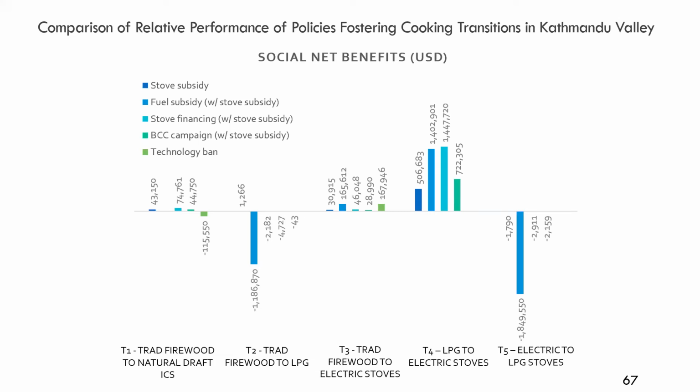But this policy would also face important practical challenges, since it might be difficult to target electricity subsidies to cooking activities alone. The third most cost beneficial policy option then is the stove subsidy with stove financing. Behavior change communication campaigns are also attractive in this transition. For more efficient wood burning improved cook stoves in transition 1, financing and stove subsidies could be beneficial. However, transitioning existing firewood users to LPG, that is transition 2, appears to have limited effects. Next slide.